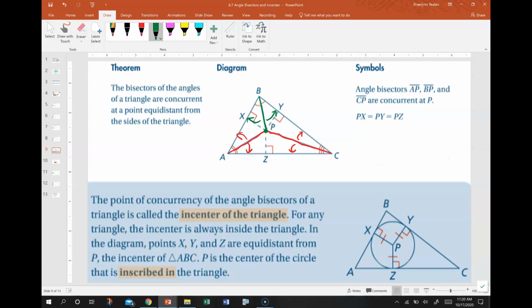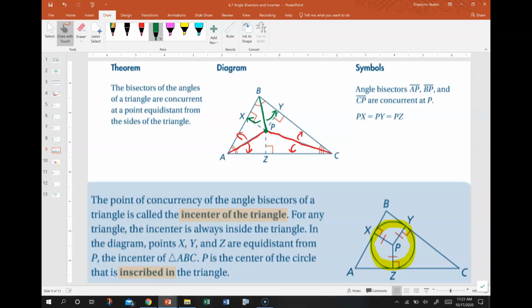Alright, so the point of concurrency of the angle bisectors is called the incenter because it is inscribed inside, because this is the circle that is equidistant from all the sides. Now, the incenter is always inside the triangle because it is always an equal distance from all the sides of the triangle. It's kind of cool that way.